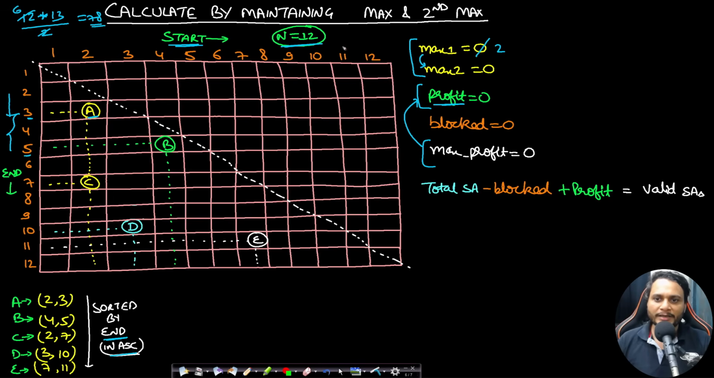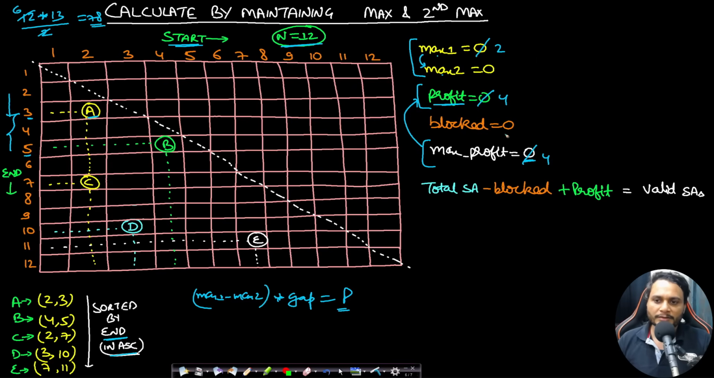Gap multiplied by max 1 minus max 2. That means max 1 minus max 2 into gap should be the profit that I get. So what is the profit? 2 minus 0. 2 minus 0 times gap 2 is 4. So the profit is 4. Now if you look at the max profit, it is less than 4. So this will be updated to 4.